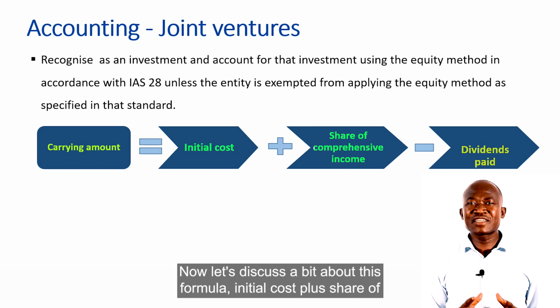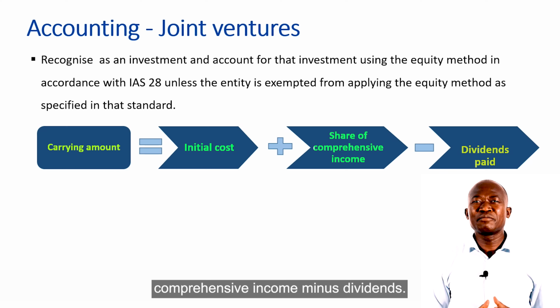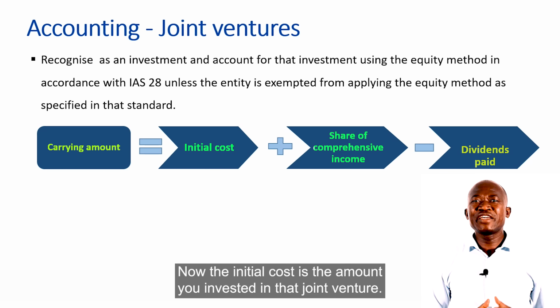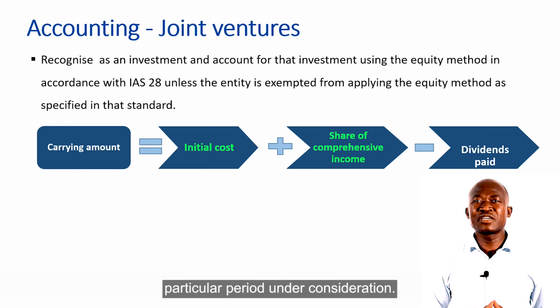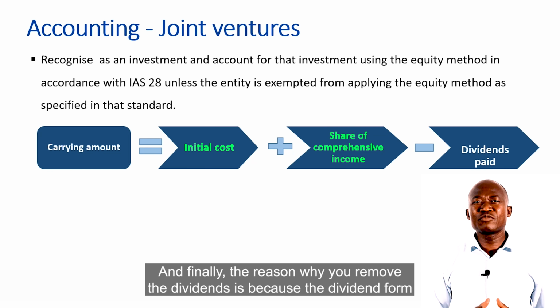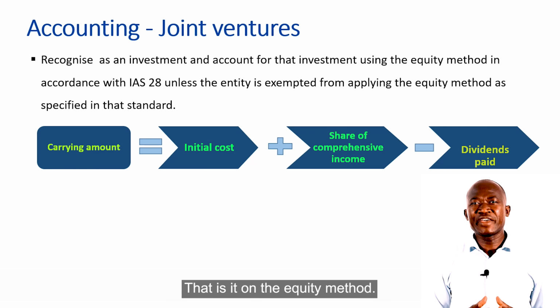Now, let's discuss a bit about this formula. Initial cost plus share of comprehensive income minus dividends. Now, the initial cost is the amount you invested in that joint venture. The share of the comprehensive income shall be the outcome of your trading for that particular period under consideration. And finally, the reason why you remove the dividends is because the dividends form part of share of comprehensive income. If it had been included in your arithmetic, then you really have to remove it. That is it on the equity method.